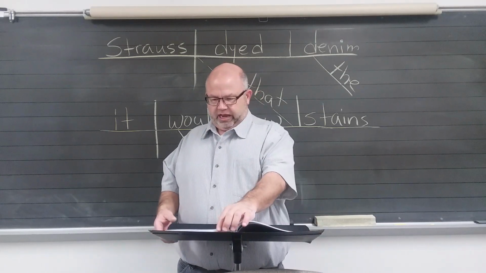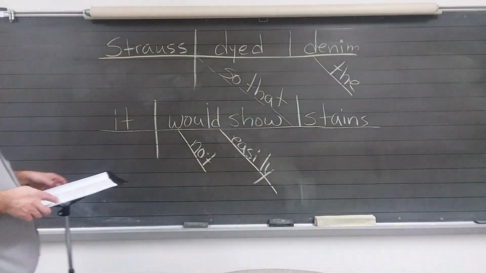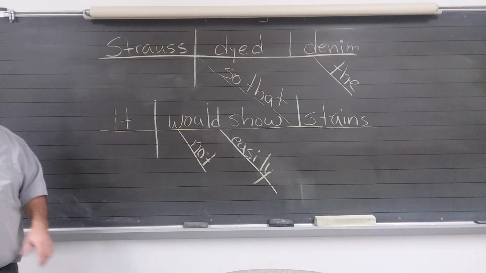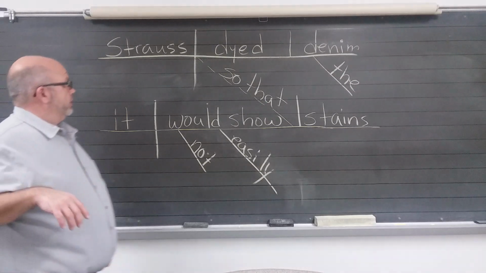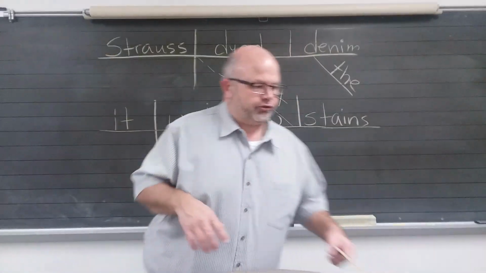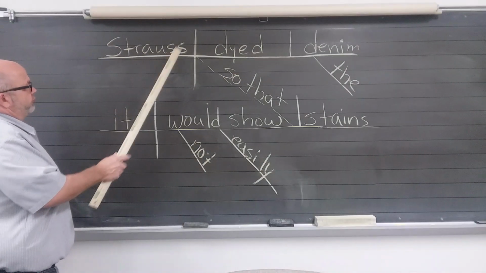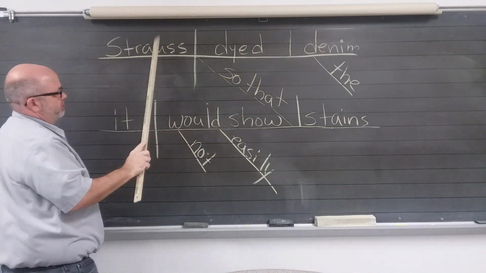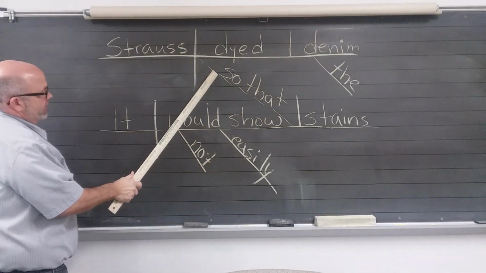I have this diagram, number 11, up on the board for you. This is a complex sentence. Remember how they are diagrams. So I'll just step aside a little bit, let you get a good look at it, and then we'll go over it. Talking about Strauss, Levi Strauss, having to do with denim. Strauss dyed denim. Direct object, verb, subject, right? The adjective, denim. Subordinating conjunction.